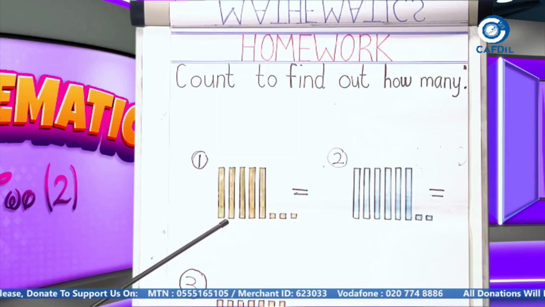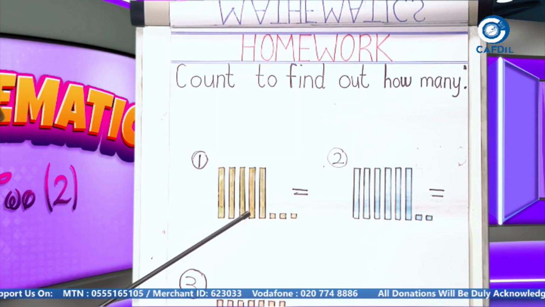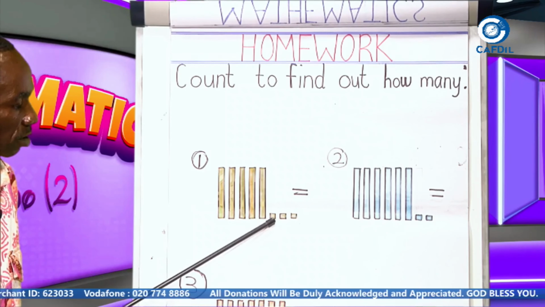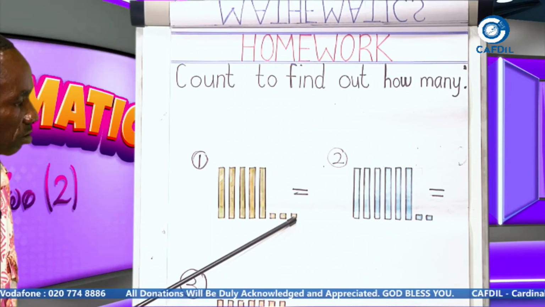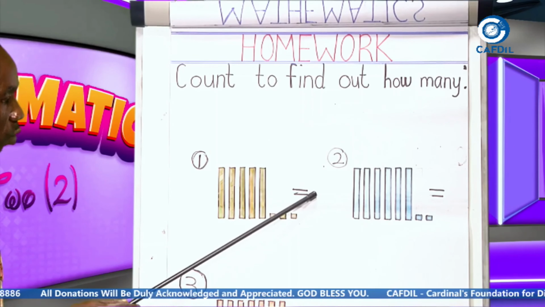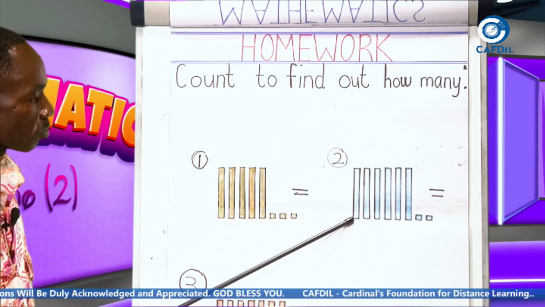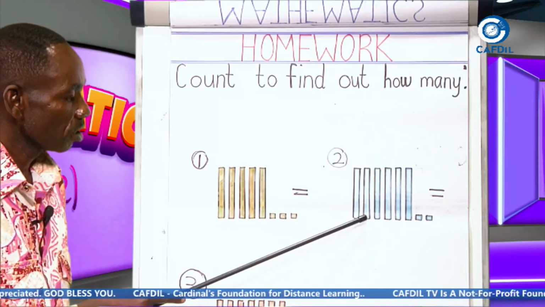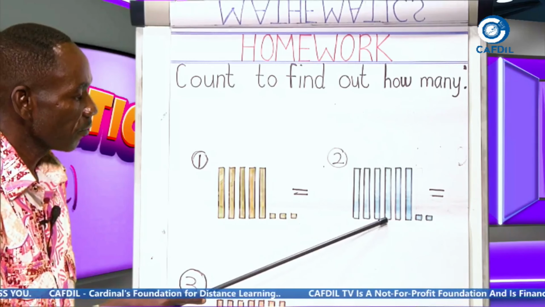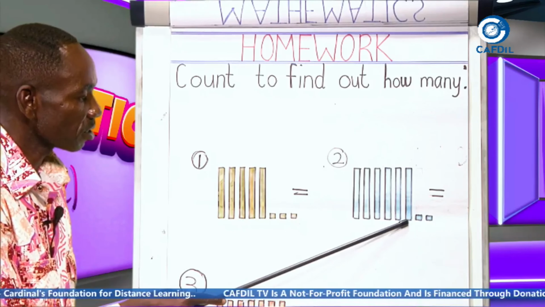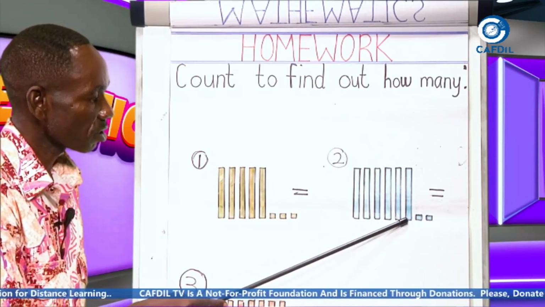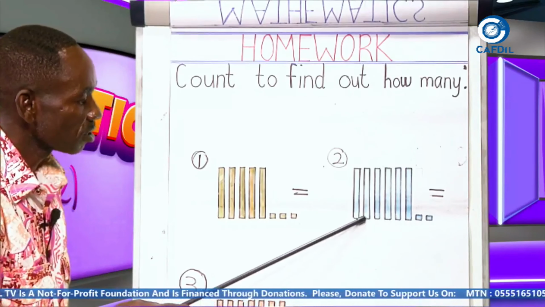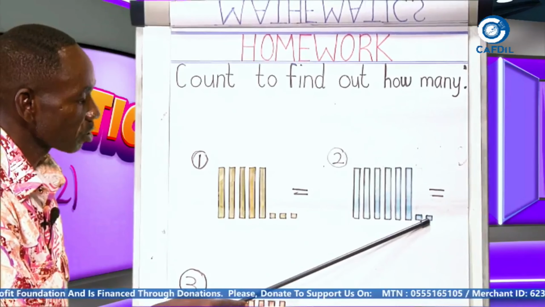Let's count the number of longs. 1, 2, 3, 4, 5. 5 longs and then 3 cubes. So you give the answer for question 1. And then question 2. Let's count the number of longs. 1, 2, 3, 4, 5, 6. 6 longs and 2 cubes.